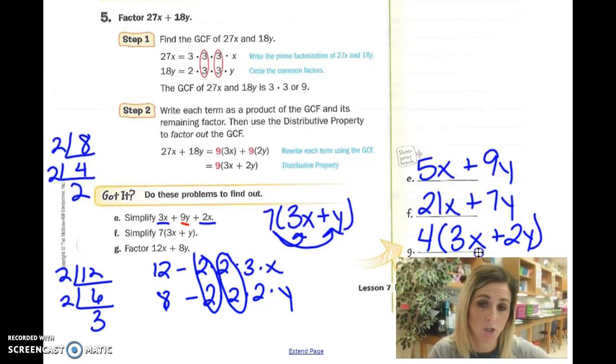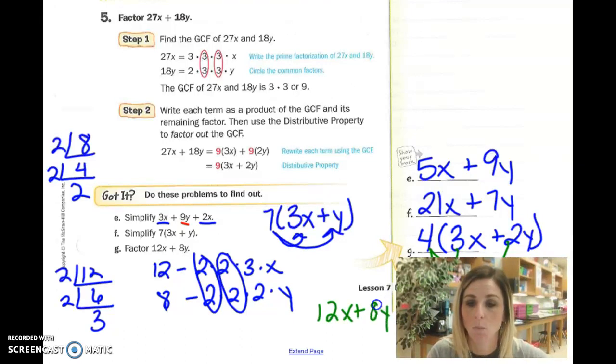I'm going to double check to make sure that I'm right. So I'm going to do 4 times 3x. I know that that gives me 12x plus 4 times 2y, which gives me 8y.